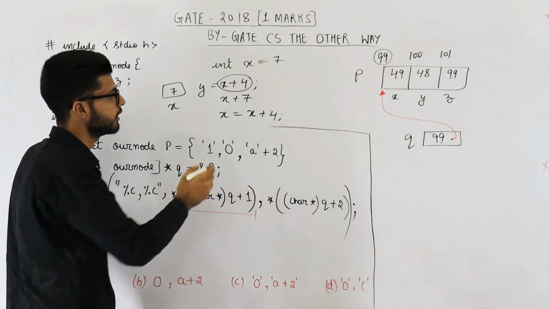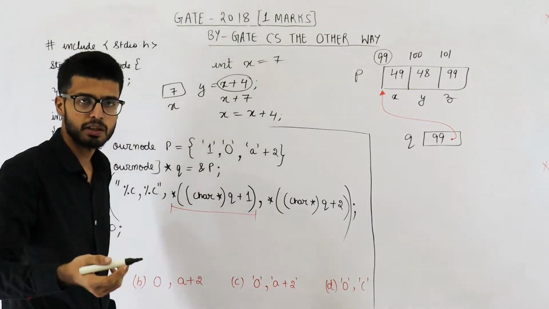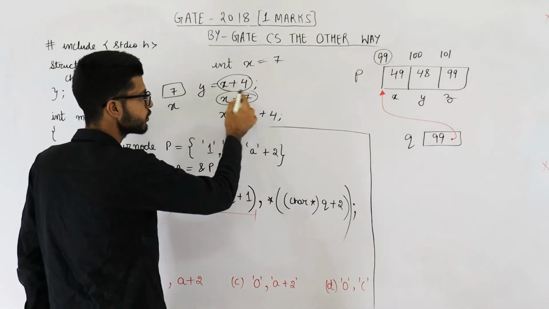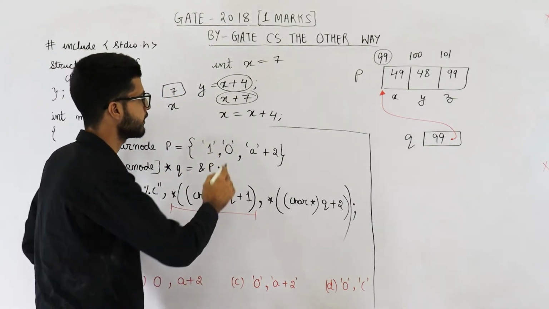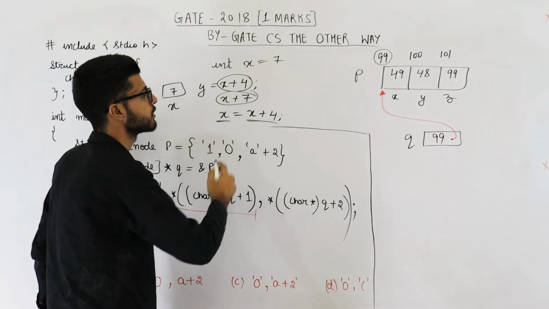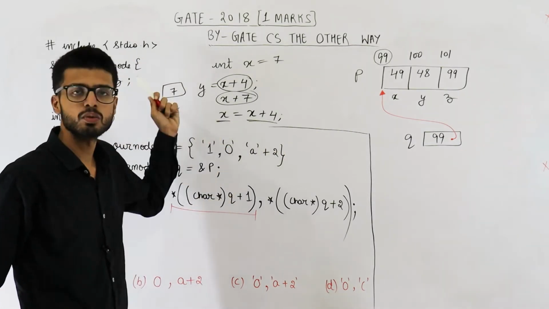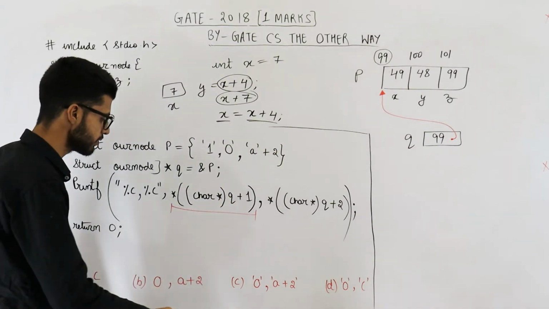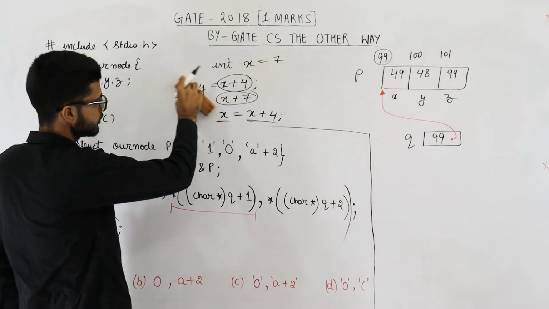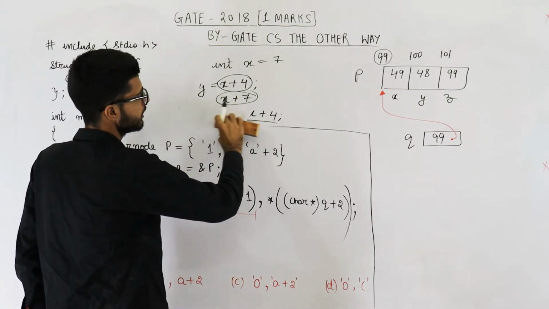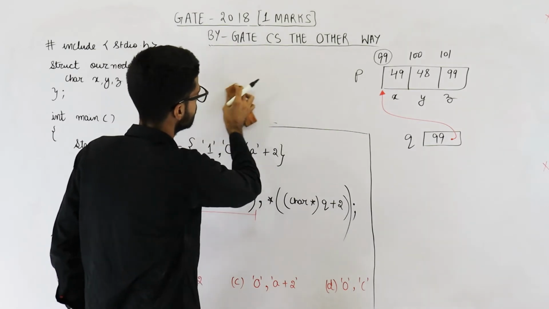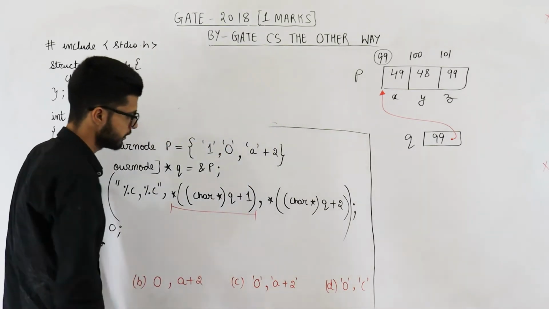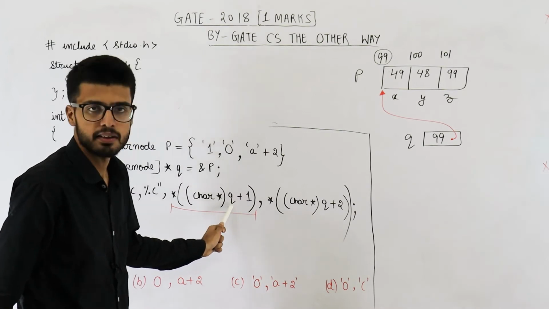In the next line, x plus 7 means 7 plus 7, that is 14. You can use this value 14, but x remains 7 only. In the third line, x will be updated. x = x + 4. So now x will become 11. Just to explain you this thing, I discussed the small program or the small point. Now have a look. q means some address.